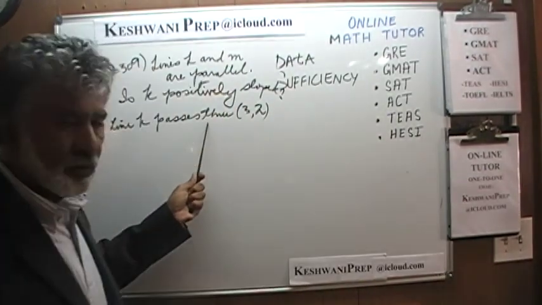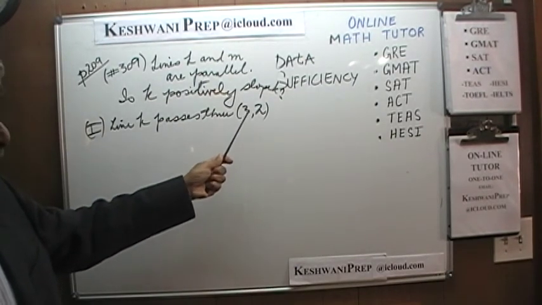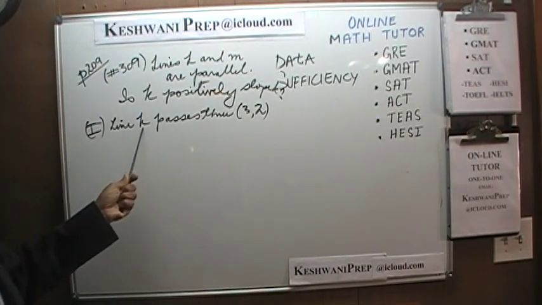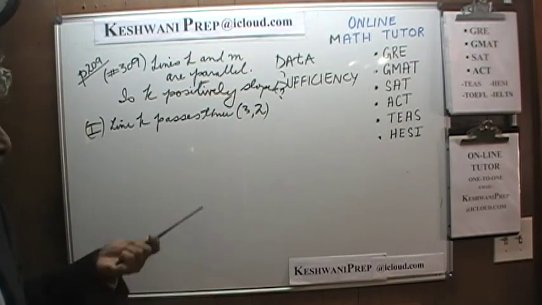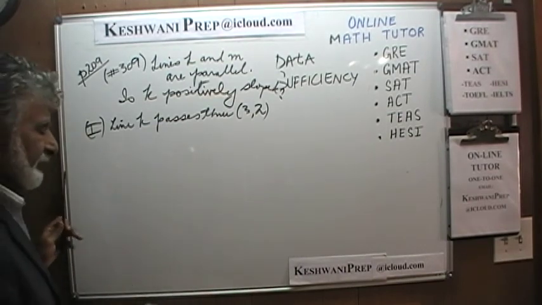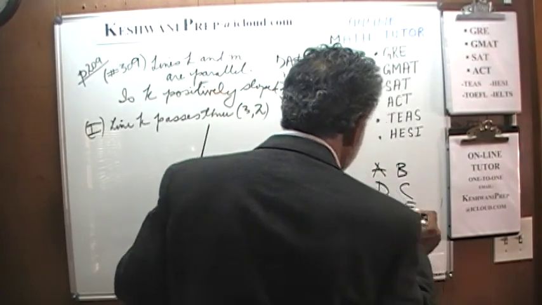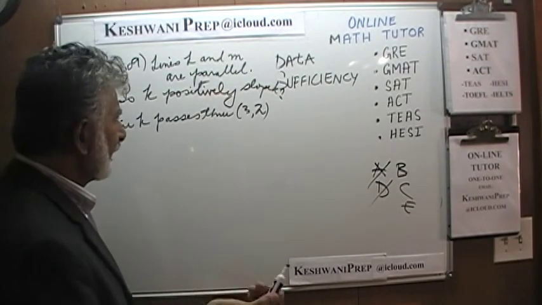And I hope you're able to see here that simply knowing that the line goes through one point does not enable us to figure out the slope of the line. And until we know the slope of that line, we cannot say whether or not it's positively sloped. It's not enough. First statement by itself is not enough. A, D, B, C, E. Since the first statement by itself is not enough, the answer cannot be A or D. And if you wanted to, we can very quickly demonstrate that it's not enough.